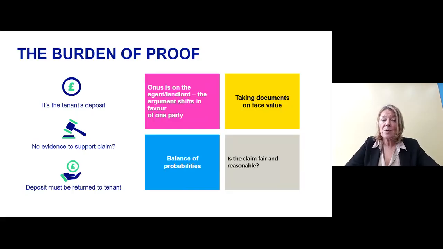Now, the standard is on a balance of probabilities. So it's not criminal, beyond all reasonable doubt. It is on the balance of probabilities. So these can be quite finely balanced. The adjudicator needs to just be persuaded by one party's evidence more than the other. It doesn't need to be 60, 70, 80, 90%. It's just literally, 51% perhaps. So they can be very finely balanced.